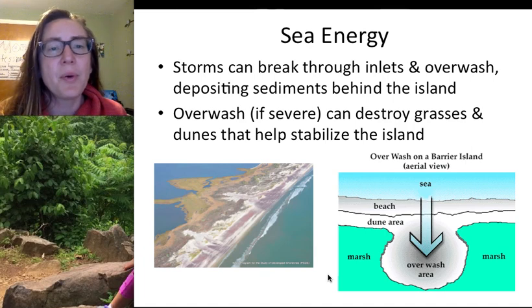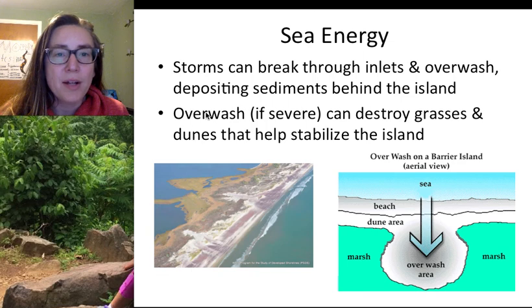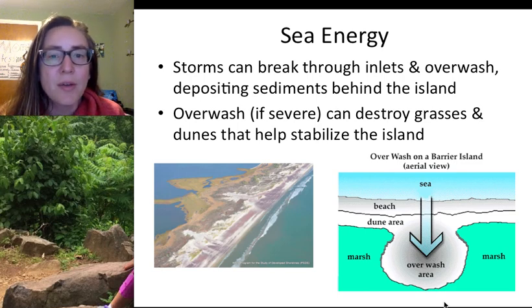Sea energy, what will happen here is if it's a very active sea, so if it's storms moving through, hurricanes, then they can break through the inlets of the area of the barrier island, and they can allow for overwash. The overwash then is going to deposit sediments from the sea, so lots of salty sediments here, into the back of the island. And if it's severe enough, those grasses, the plants, the animals that do not have adaptations for the ocean water are going to not survive.